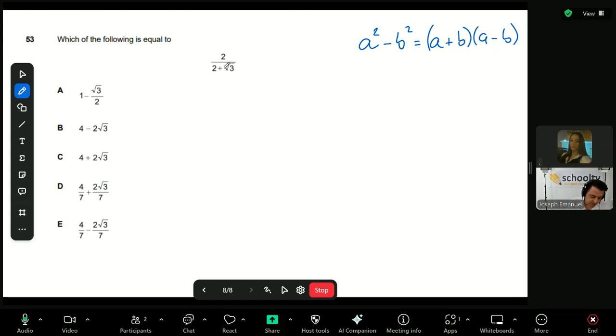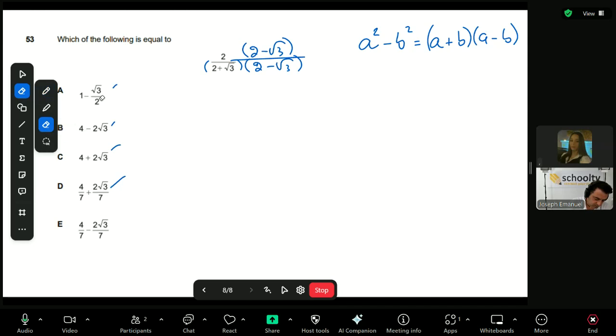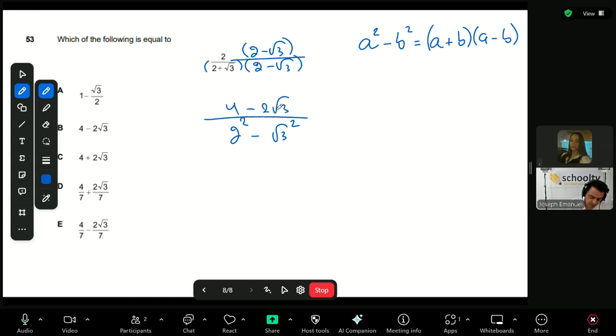So if you have a square root here, you can multiply by 2 minus square root of 3, on top and bottom. You see the answers have square root of 3 in the numerator, so this is the right way to do it. Why? Because now instead of this, you have 2 square minus square root of 3 square, which is 3. And you have 4 minus 2 square root of 3.